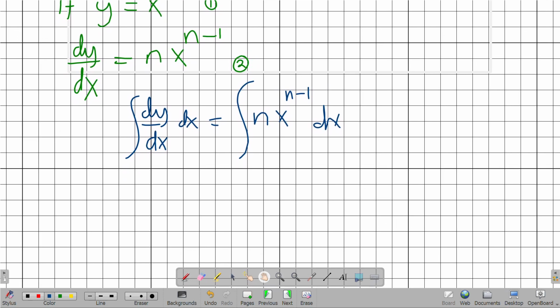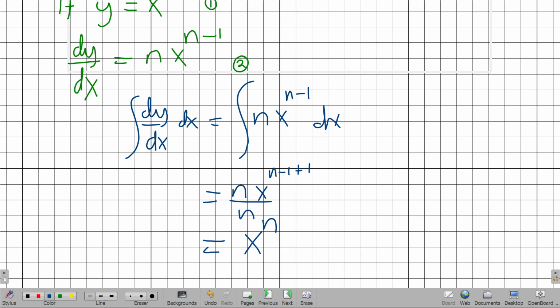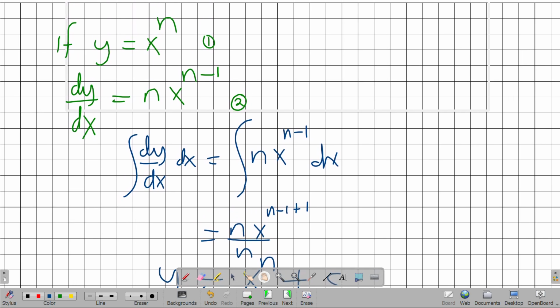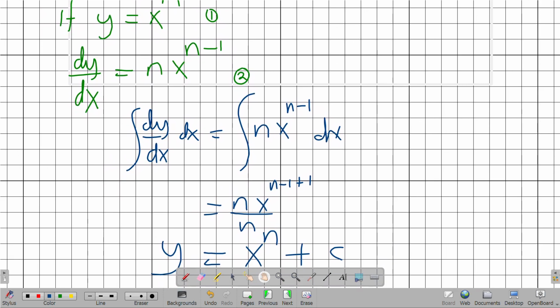So if we integrate this function, this is what we find. The rule of integration says we add 1 and divide. So we're going to have n x to the power of n minus 1 plus 1, then we divide by n. This simply changes to x to the power of n, and this is just your y, of course, plus c. So equation number 2, which was the derivative of equation number 1, goes back to equation number 1 when you integrate it.